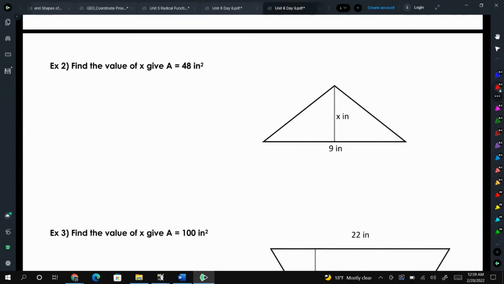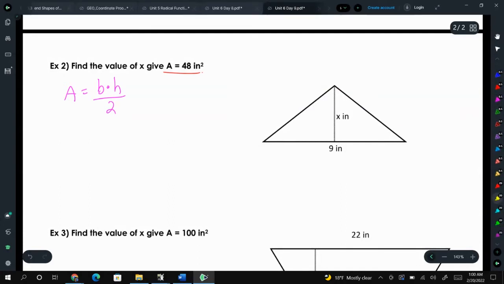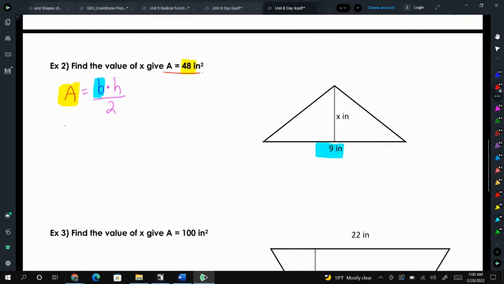It says find the value of x given that the area is 48 square inches. The area of a triangle is base times height divided by 2. We know that the area is 48. We know the base is 9, so we have to get h by itself. Let's plug these things in. 48 equals 9 times h divided by 2.